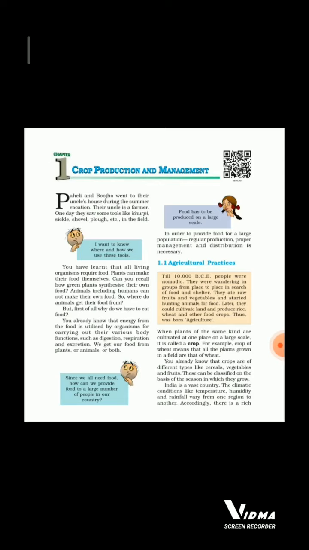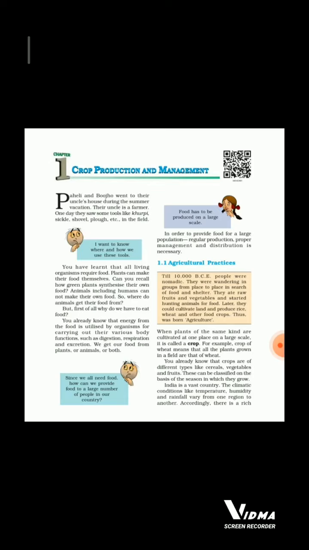You already know that energy from the food is utilized by organisms for carrying out their various body functions, such as digestion, respiration, and excretion. We get our food from plants or animals or both. Since we all need food, how can we provide food to a large number of people in our country? Food has to be produced on a large scale. In order to provide food for a large population, regular production, proper management, and distribution is necessary.